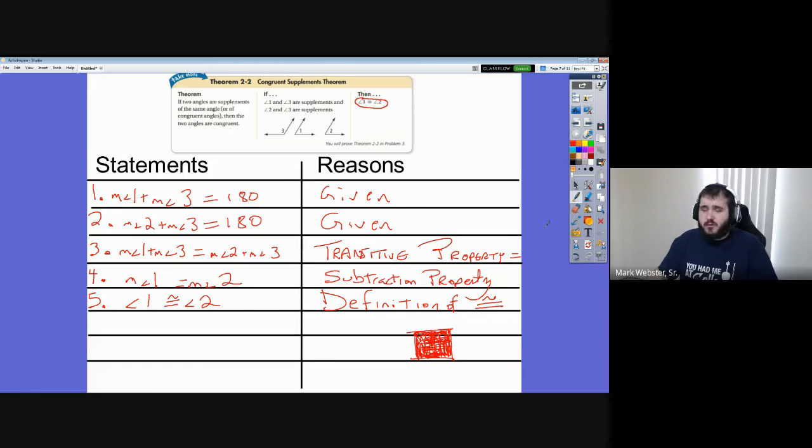So the next one I'm going to show you, so we did the congruent supplements theorem. This next one is called the congruent complements theorem. Literally the exact same thing. The only difference is there's one word exchanged. Anywhere you see the word supplement in this, they're going to exchange it with the word complement.